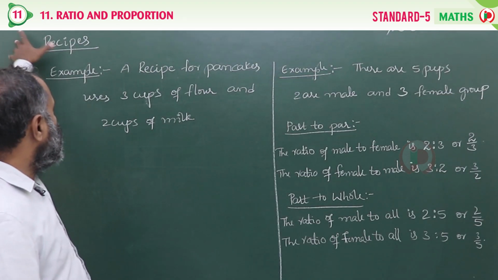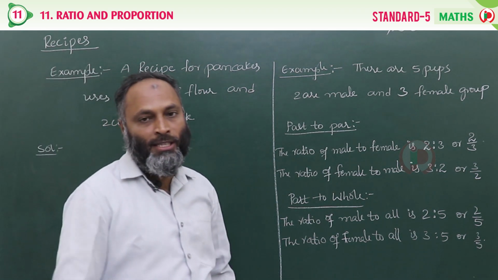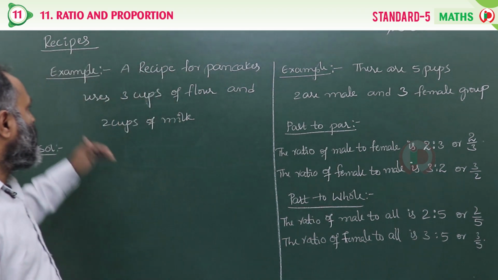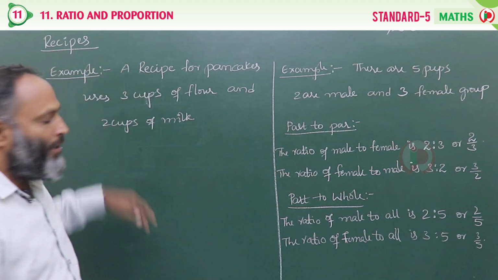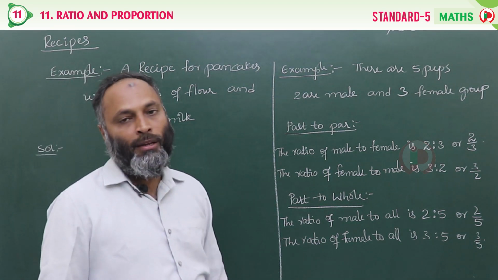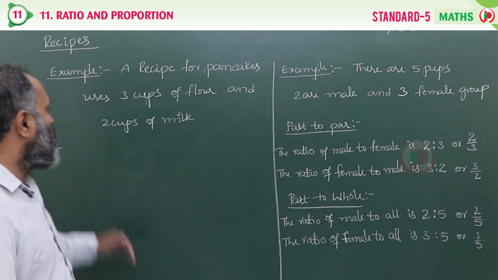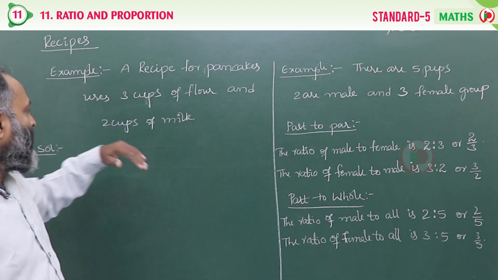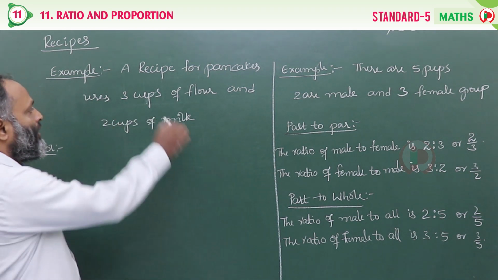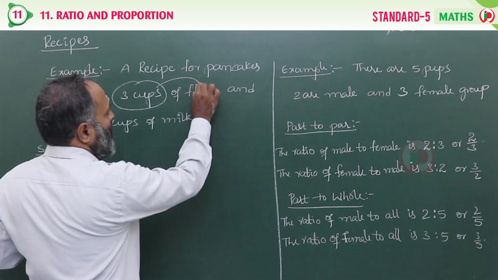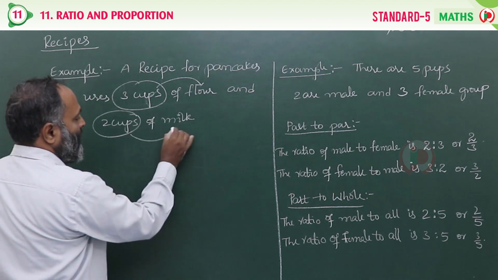So now, students, in example one a recipe is given. What is the recipe? What are they going to prepare? See here, a recipe for a pancake. So for the pancake, what are they using? 3 cups of flour and 2 cups of milk. How many cups of flour are they using? 3 cups of flour and 2 cups of milk.